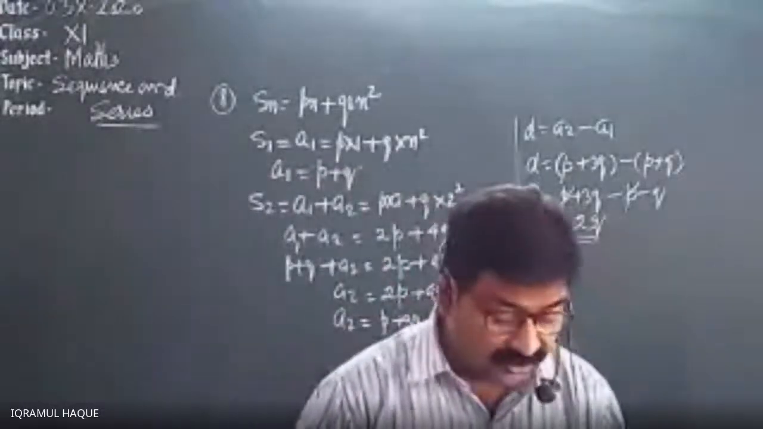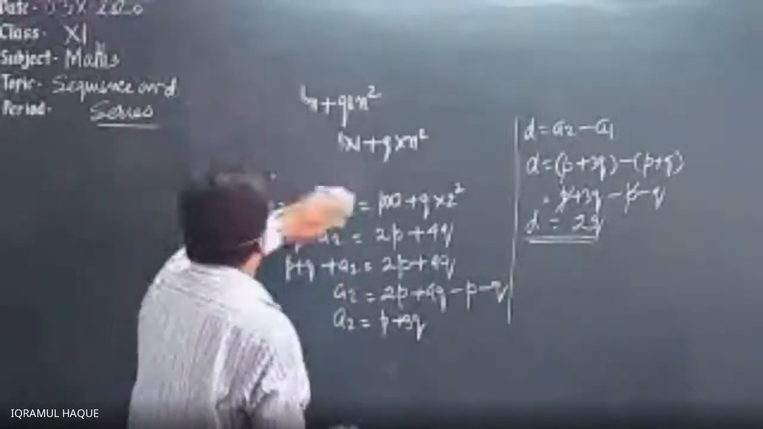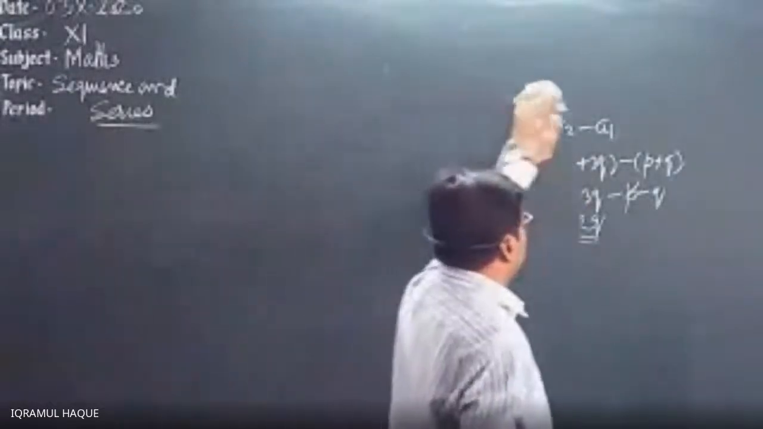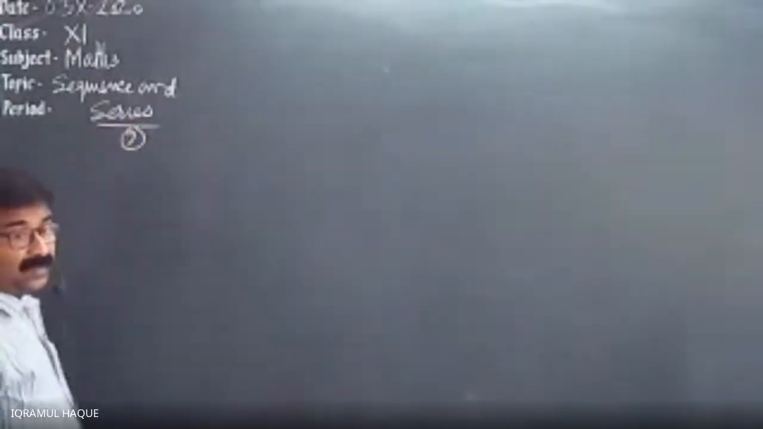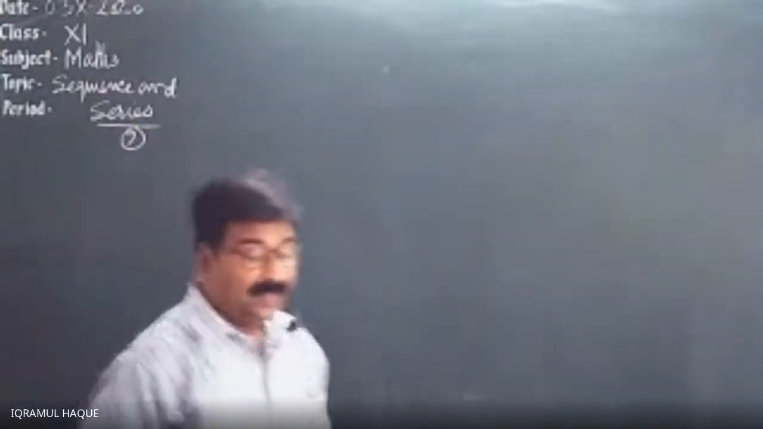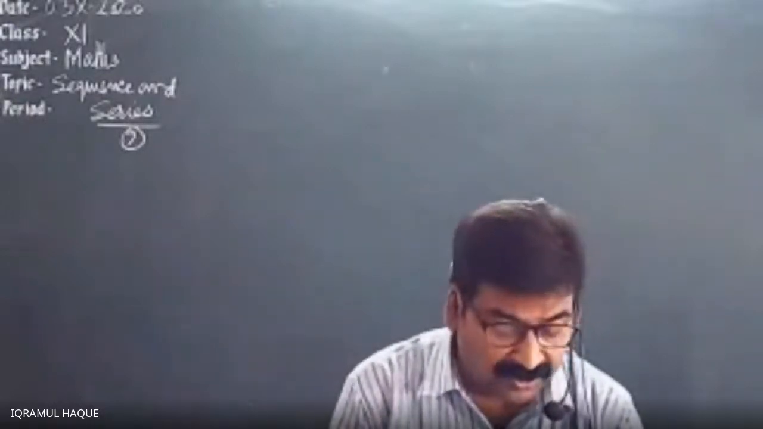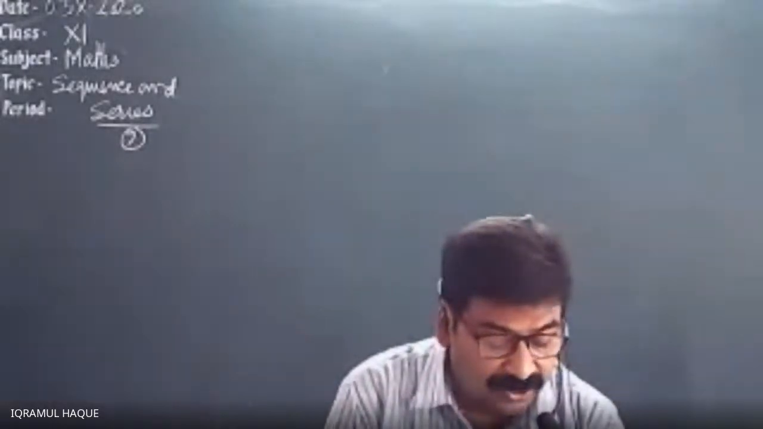Let's see. Question number 9 is a very important question. Ninth question. Given that the sum of n terms of two arithmetic progressions are in the ratio 5n plus 4 is to 9n plus 6. Find the ratio of the 18th terms. Let's see what is given.